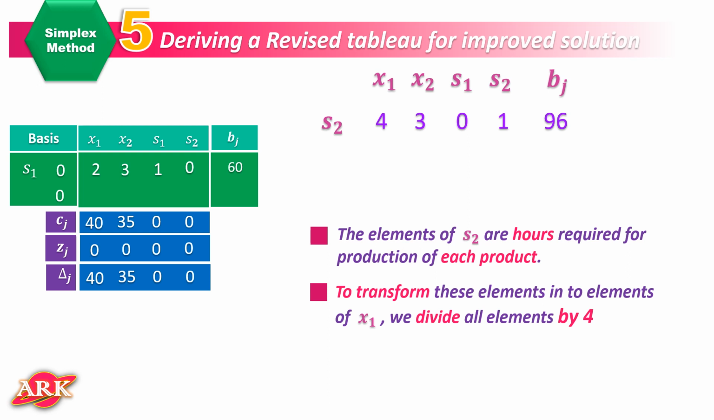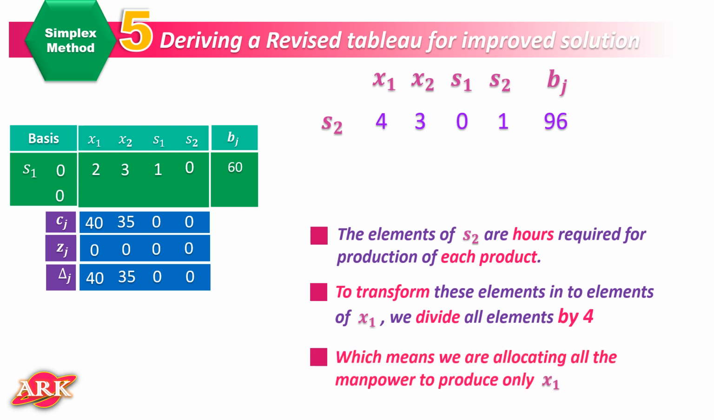Now, to transform these elements into elements of X1 so that we can introduce the X1 variable, whose contribution is more, into the basis variables, we have to divide all the elements by 4. And this means that we are allocating all the manpower to produce only X1. Now let's divide by 4. If we divide by 4, 4 by 4 gives 1, 3 by 4 gives 3 by 4, 0 by 4 gives 0, 1 by 4 gives 1 by 4, and 96 by 4 gives 24.